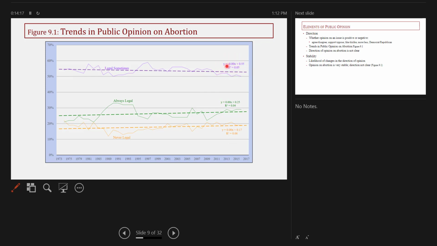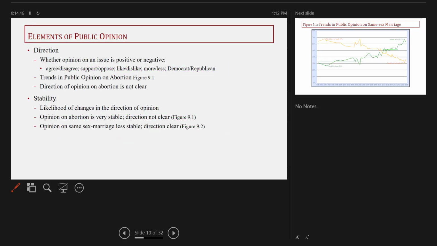And if you'll recall, these regression lines, this number here reflects the slope, and a slope of 0 means there's no change. There's a slight negative slope here. There are slight positive slopes here, but for all practical purposes, the slope of those lines is 0, which means that the percentage of Americans in each of these three options really hasn't changed significantly over time. So that's just remarkable stability.